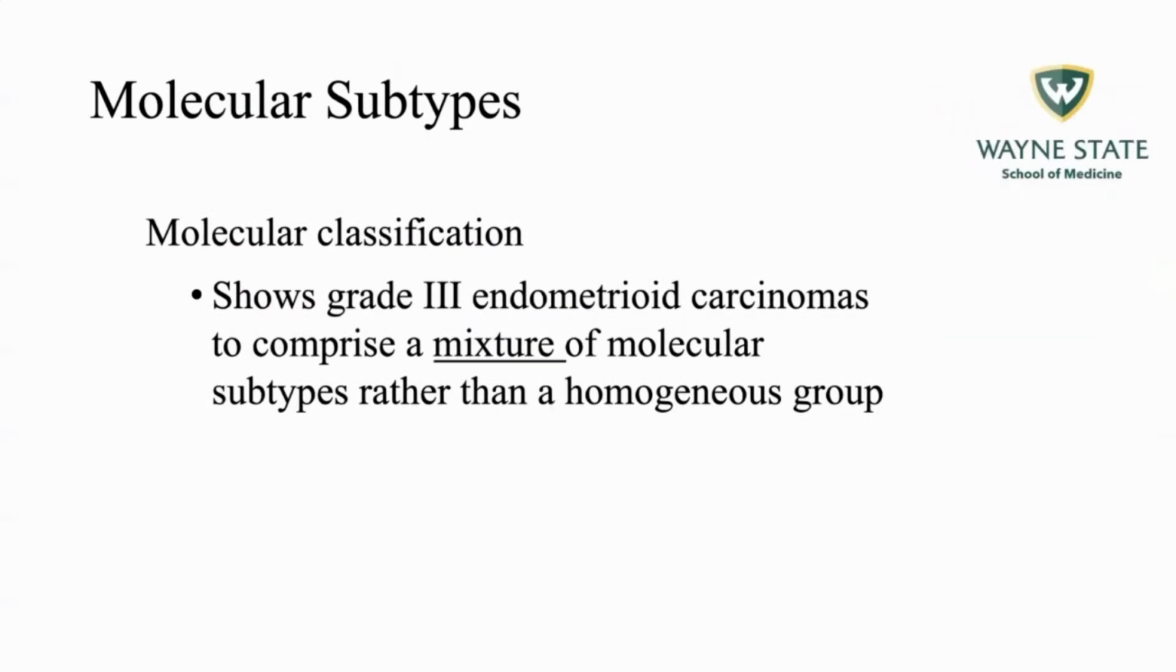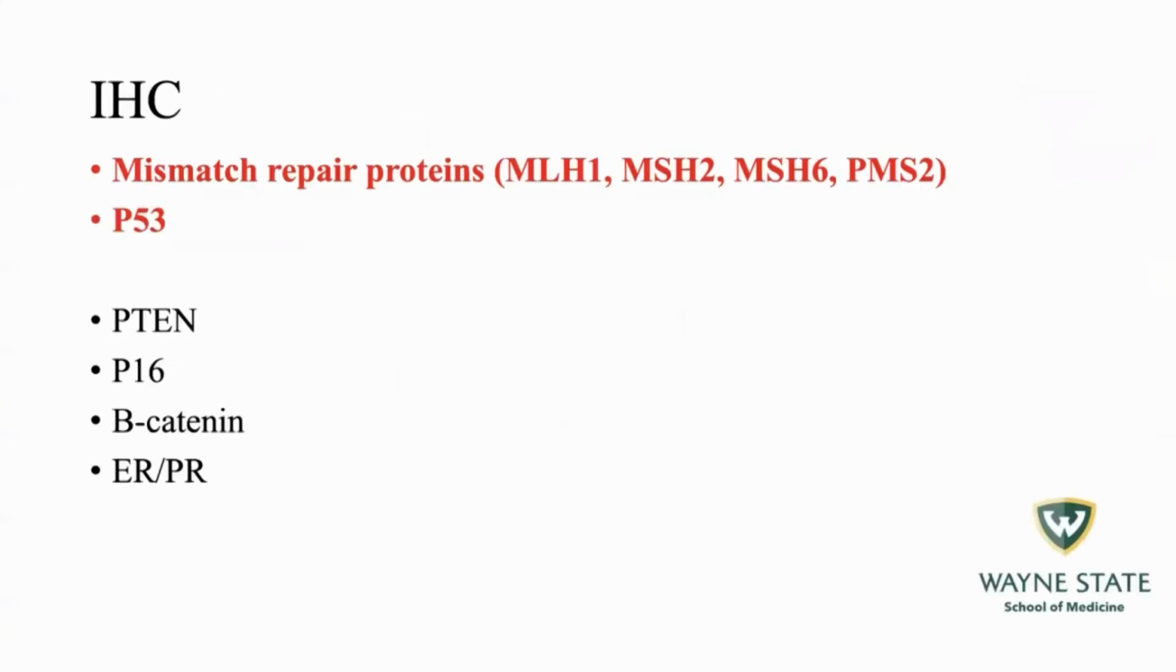So one more time, the molecular subtype classification shows grade 3 endometrioid carcinoma to comprise a mix of molecular subtypes rather than a homogeneous group. And this is why immunohistochemistry can be helpful. So we do, routinely on every endometrial carcinoma here in the state, the MMR proteins and P53. This is on every endometrial carcinoma that comes to our lab, and this is the routine in every endometrial carcinoma here in the state.